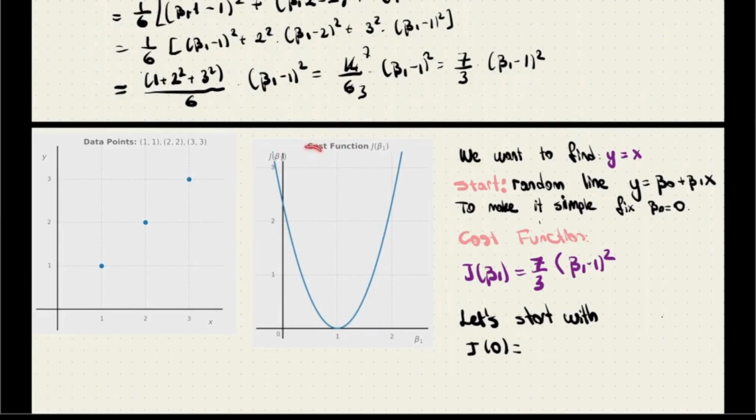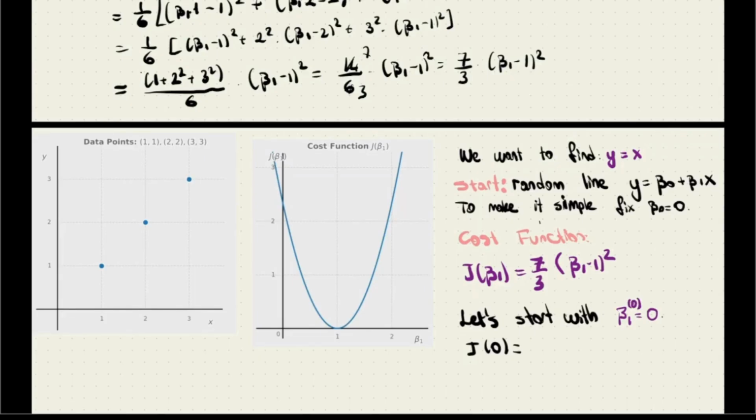As you see here, the cost function forms a smooth ball-shaped curve, a convex function with one unique minimum. Now we need to start with a random beta 1 value. Let's start with beta 1 equals 0, and I will just put 0 here to understand the iteration.